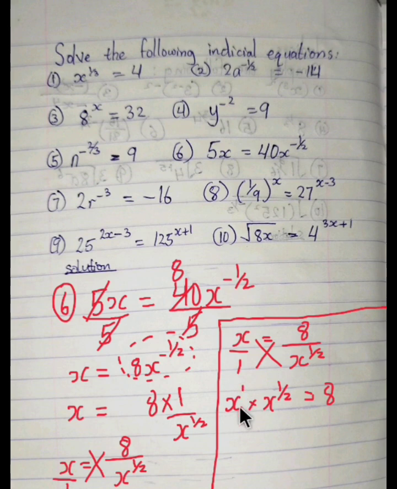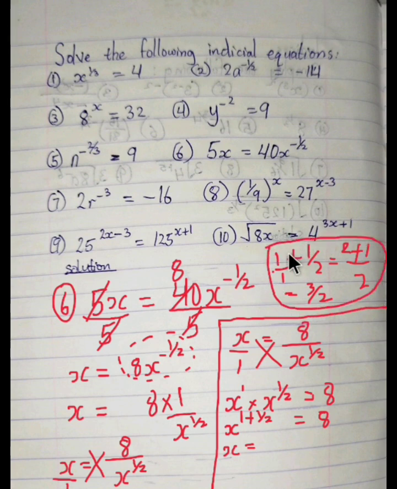Now we can apply the first law of indices. So we are going to add the powers. x raised to the power 1 plus 1 over 2 is equal to 8. The LCM is 2: 1 times 2 is 2, and 1 over 2 stays as 1. So that's going to be 3 over 2. So 1 plus a half is 3 over 2.